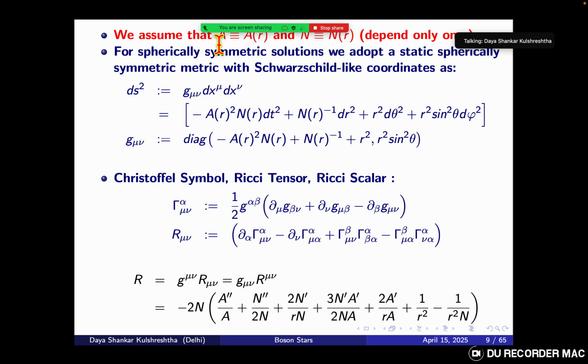So we assume that A and N, the metric functions that appear in the definition of the line element or the metric tensor, are functions of r only, not of t, theta, and phi. And so for spherically symmetric solutions, we adopt a static spherically symmetric metric with Schwarzschild-like coordinates given by this. Now then, making use of the conventional definitions of the Christoffel symbol, Ricci tensor, and Ricci scalar, etc. As you will see, all of them can be derived from this J mu nu. And so eventually here they are functions of A and N and their derivatives.